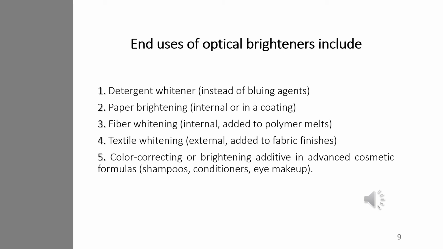Number 5, color correcting or brightening additive in advanced cosmetic formulas. The optical brightening agents are found in the cosmetics, and they are used for the color correcting or brightening the additives in advanced cosmetic formulas. They are also used in the shampoos, conditioners, and they are also found in the eye makeups.